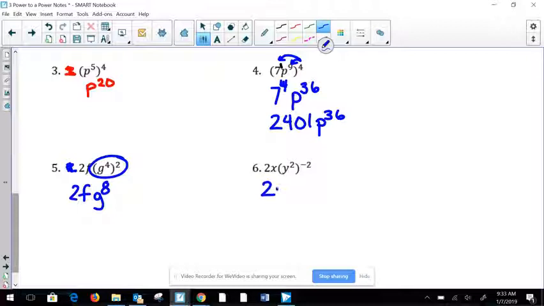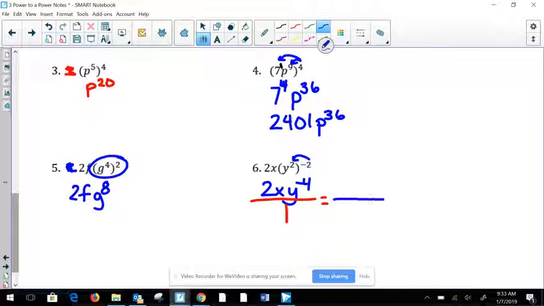Same idea with number 6. I have my 2x. It's not in the parentheses, so that -2 is not going to get distributed, but it is going to go in for the y to the 2nd. So that's y to the, what is 2 times -2? Great, -4. Oh no, the alarms are going off. You have a negative exponent. A negative on the bottom or top has to get moved. So it's all about the base. Let's look at the bases.